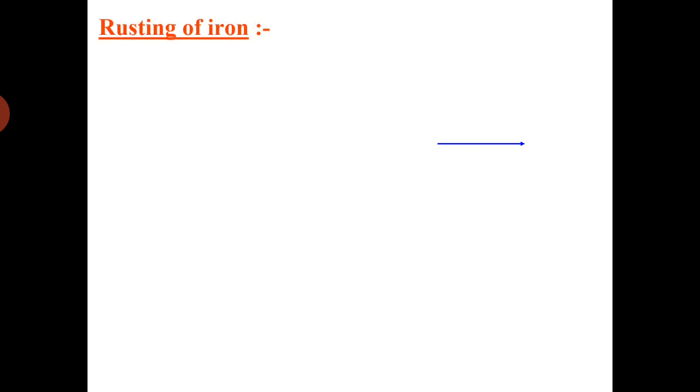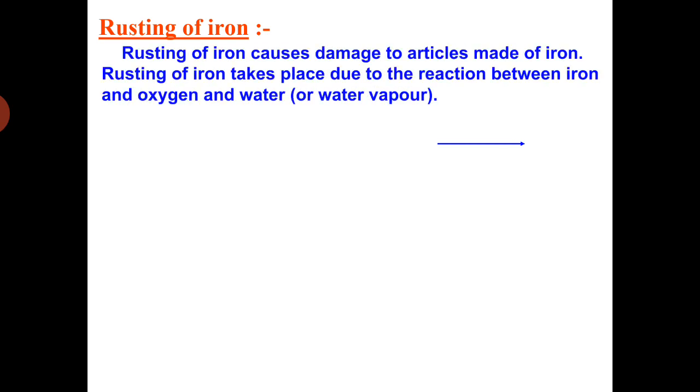Then come to the next example, a very important example of chemical change, that is rusting of iron. What is rusting of iron? Iron gets rusted because of the formation of iron oxide.